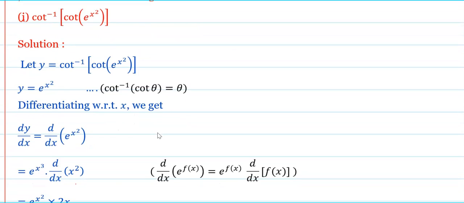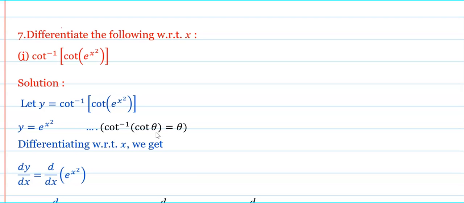Okay. Now we'll start question number 7. We have now completed question number 6. Question number 7. Differentiate the following with respect to x. Cot inverse of cot of e raised to x square. Let y is equal to cot inverse of cot of e raised to x square.